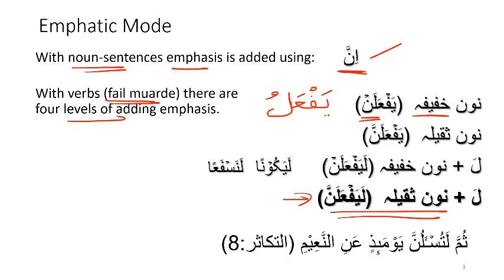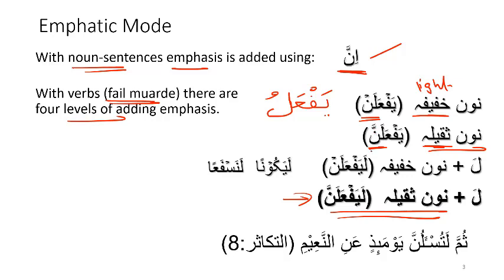Now, you will notice that the next item says noon thaqila. With noon thaqila, we are adding a noon with this shadda. The word khafifa means light and thaqila means heavy. And even from the way you pronounce this, khafifa has sort of a light way of saying it, and thaqila is heavy. So noon thaqila is a heavy noon, and it's heavy because it's double. So yaf'alanna. So notice that it's heavier. It's heavier because of the shadda.